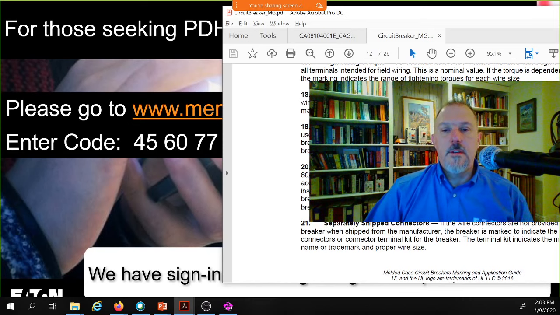Motor circuit protector, an example of an instantaneous trip breaker. Yeah, motor circuit protectors, that's an instantaneous only breaker. There's no thermal capability in that.